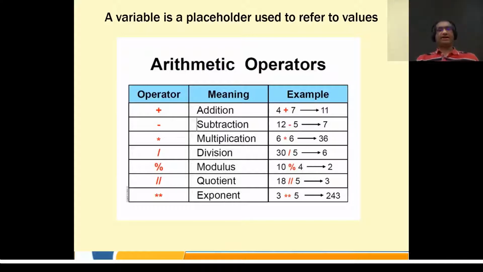Multiplication uses a star, like in most programming languages. You say 6 star 6. And division is 30 slash 5, or 30 divided by 5.